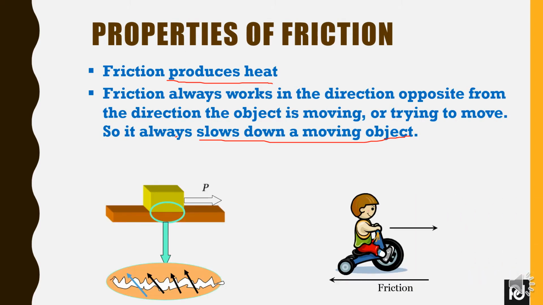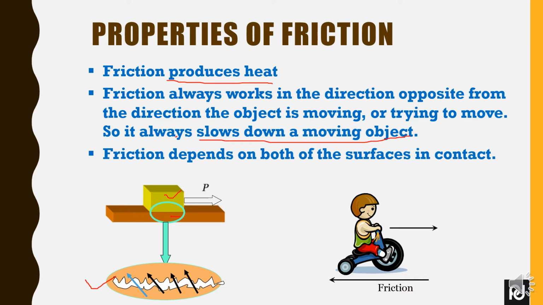Now as you can see, this is an object and this is a surface. Between them we have zoomed in. If you see under a microscope, you will be able to see certain irregularities as shown in the picture. Now students, these irregularities will be interlocking with each other, and they will not allow the object to move. So this is a type of static friction which we will be understanding as the next topic.